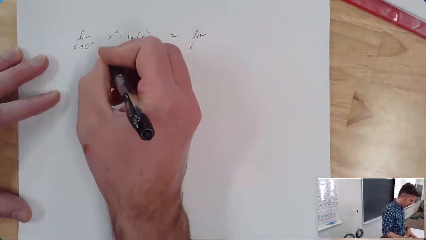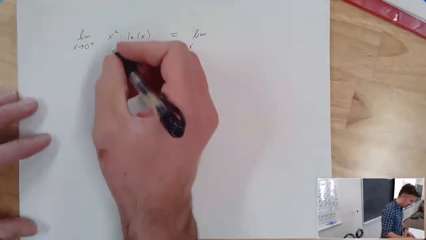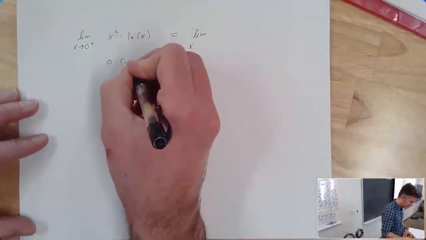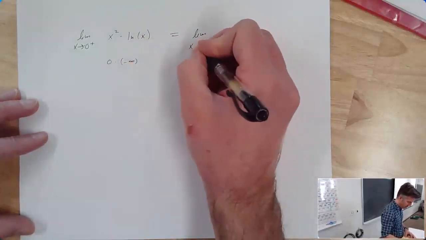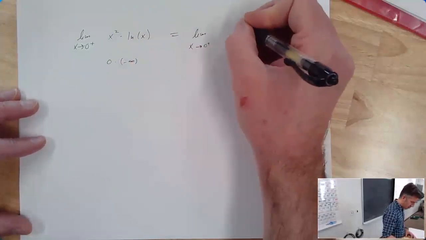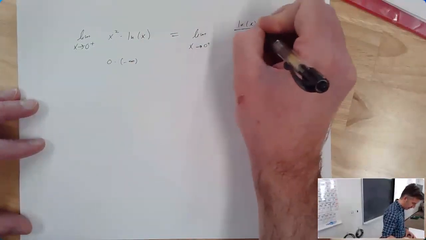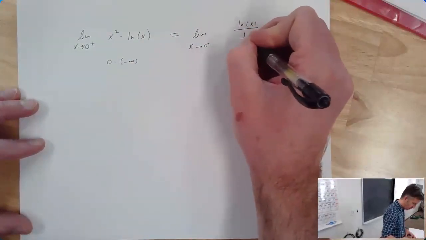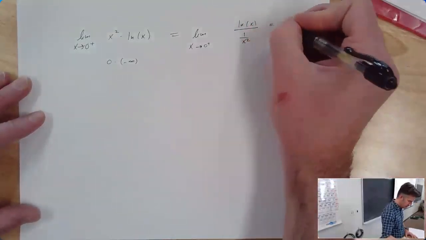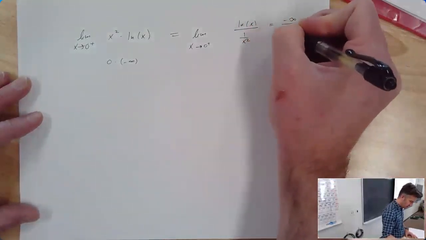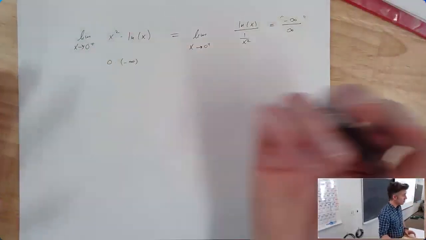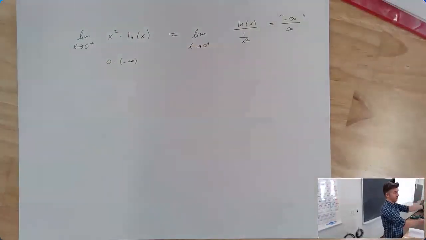Well, first of all, we have to observe that it's a 0 times an infinity. We have to rewrite this as natural log of x divided by 1 over x squared. And then it's a negative infinity over infinity. And then we can use L'Hopital's rule. But yeah, that's a very good observation. We always have to do this 0 over 0 fraction thing or infinity over infinity fraction thing before we are allowed to apply L'Hopital's rule.